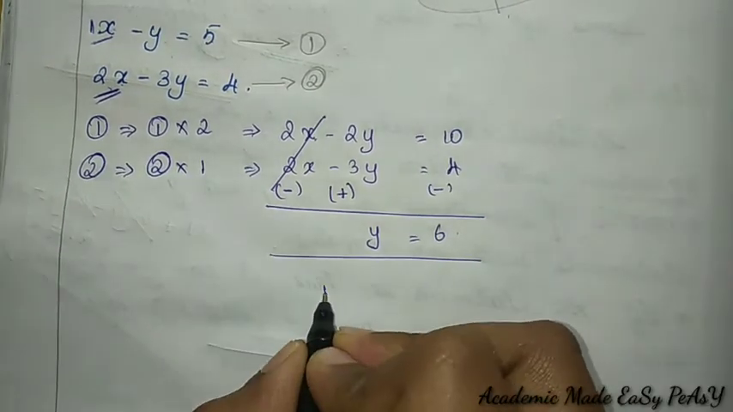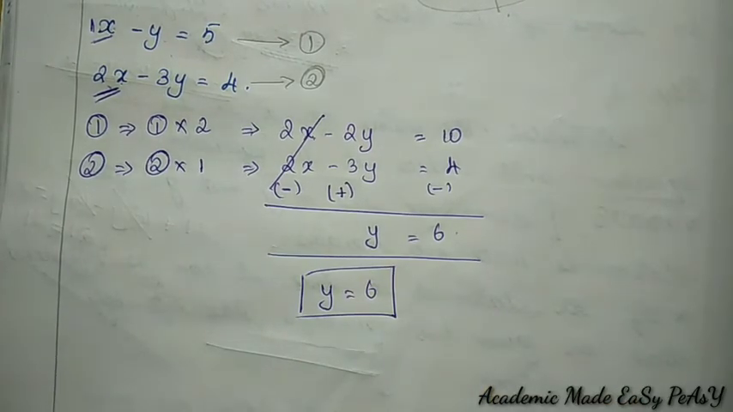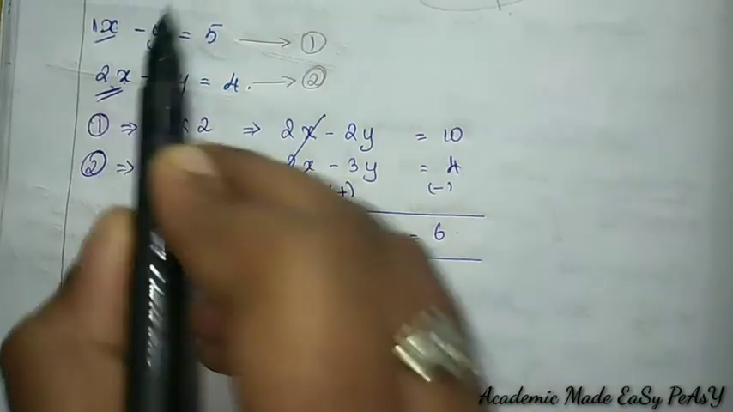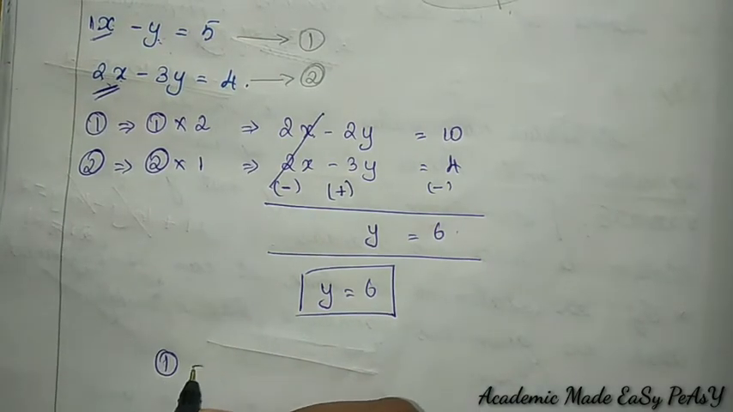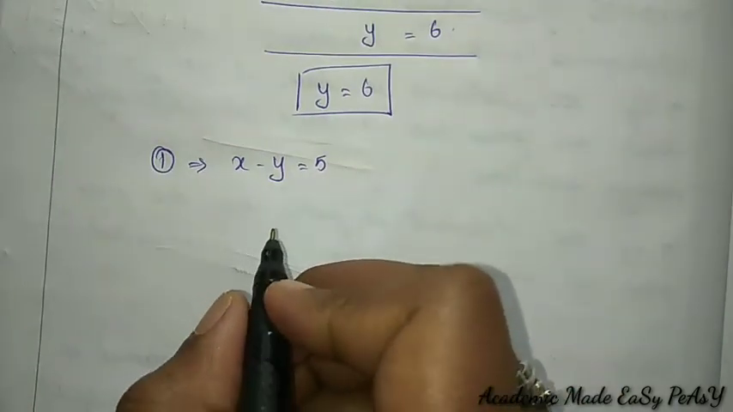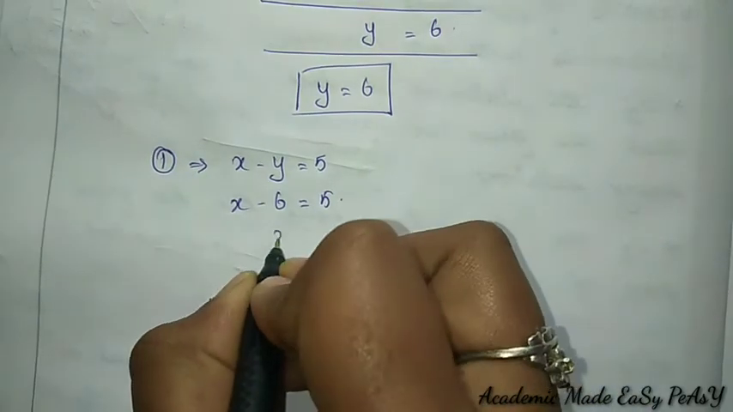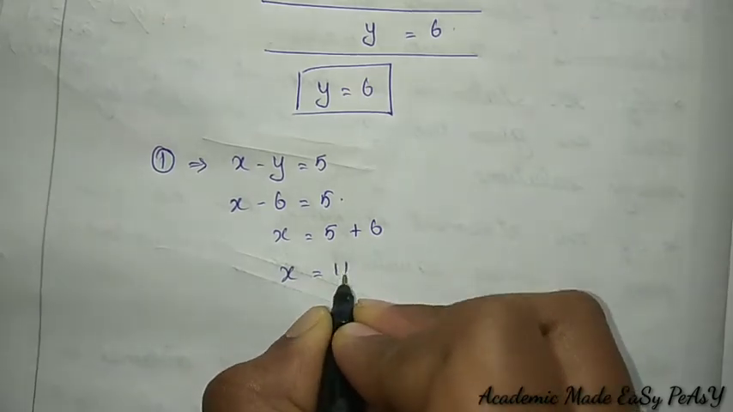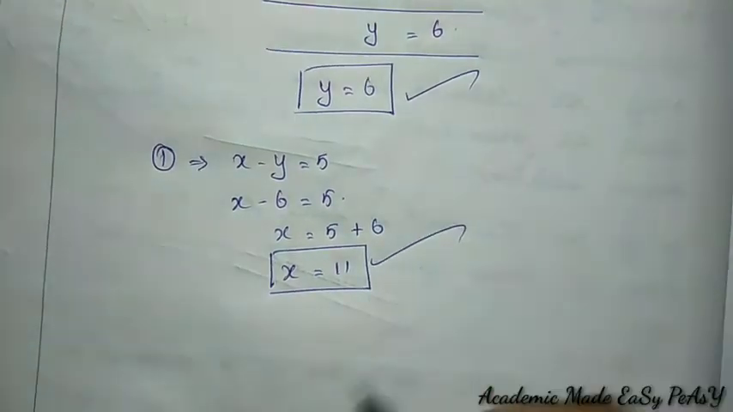So my value of y is equal to 6. Now I have found one variable and I have to find the other variable. It is easy to calculate using equation 1: x minus y is equal to 5. The value of y is 6, so x minus 6 is equal to 5, so x is equal to 5 plus 6, so x is equal to 11. These are the required values of x and y.